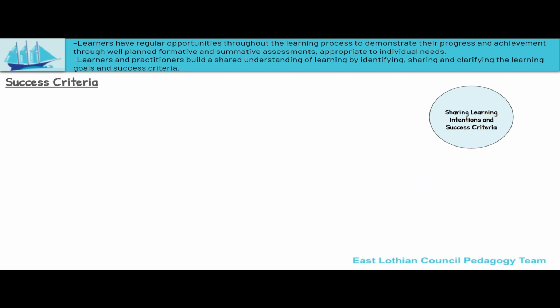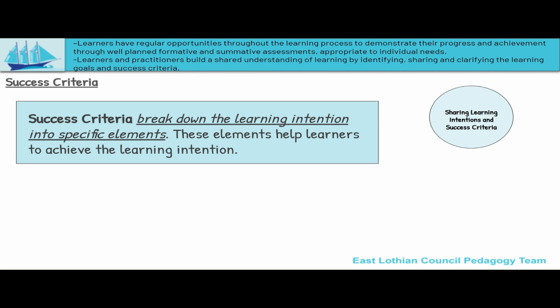So what are success criteria? Well, they break down the learning intention into specific parts or elements. Shirley Clark refers to them as the steps or the ingredients necessary to achieve the learning intention. She compares success criteria to a recipe. You wouldn't expect someone to be able to make a chocolate cake without a recipe, a list of ingredients, the instructions, and maybe even a picture. And this is what the success criteria are. They're the different parts that help learners achieve the goal, the learning intention.